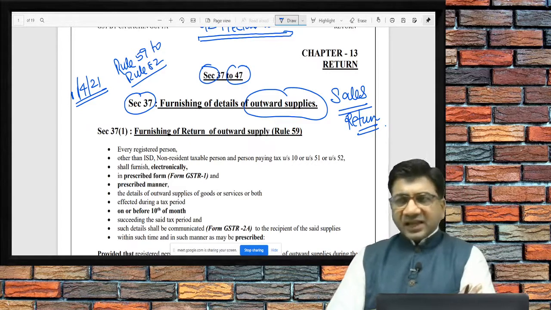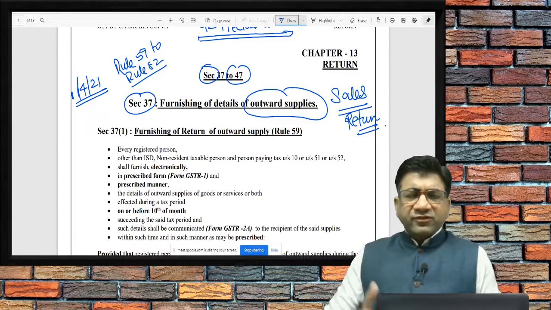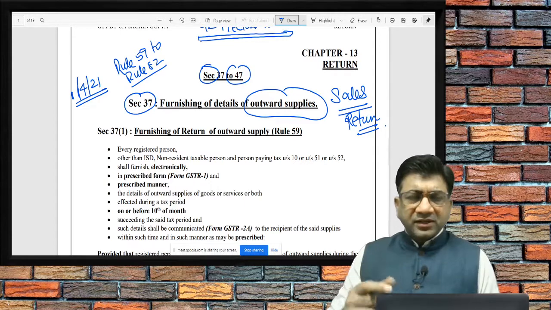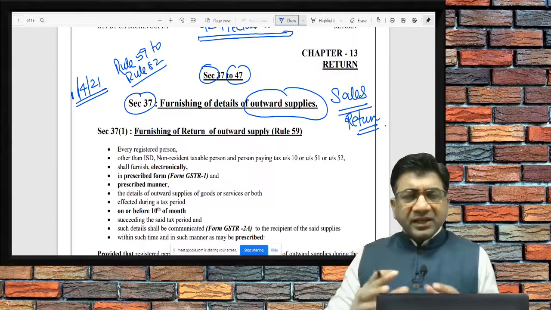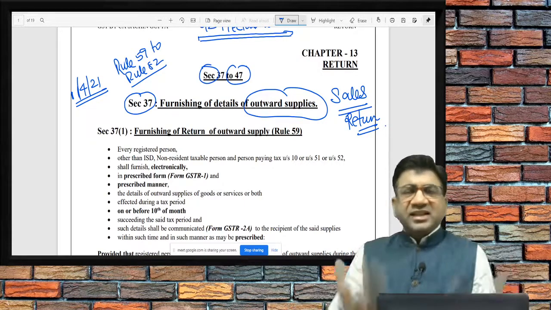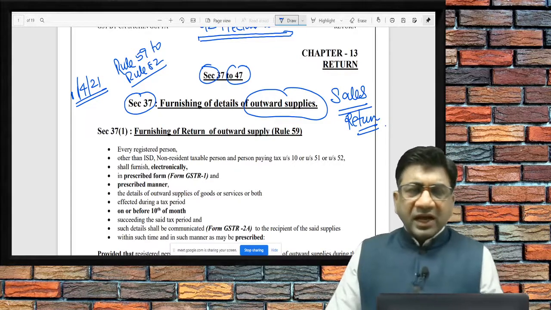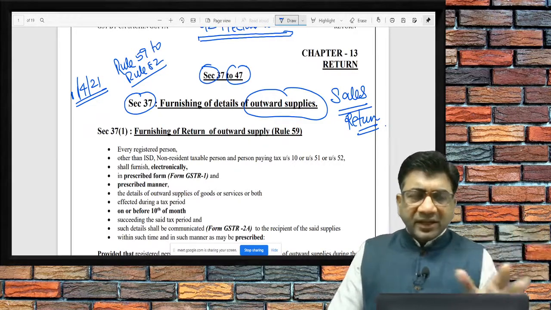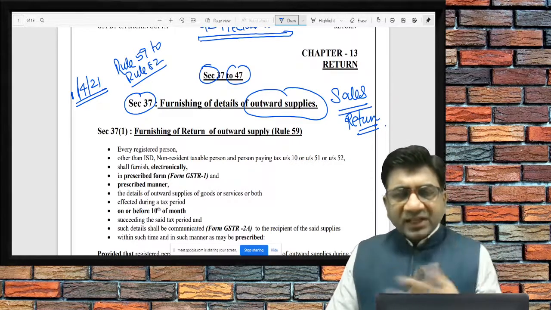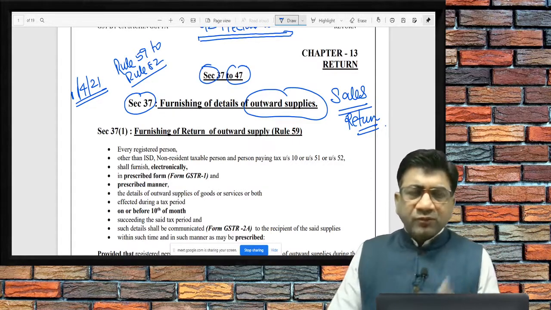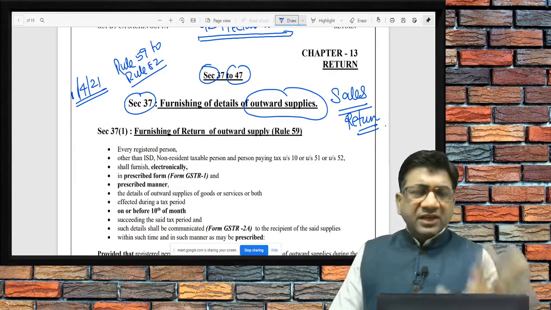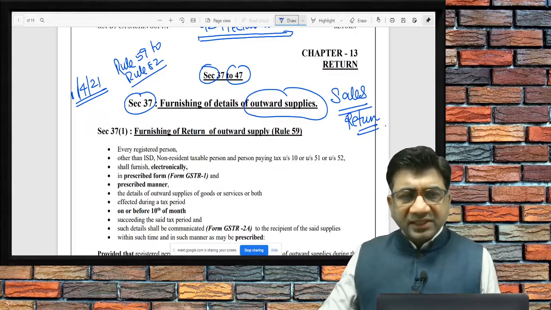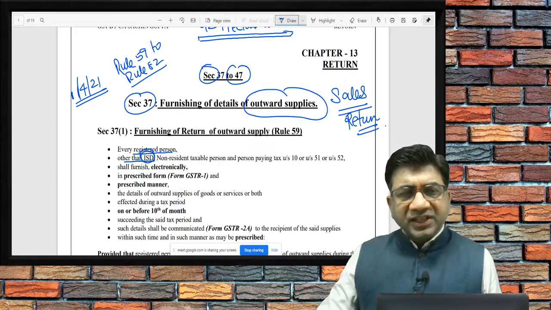And then I can correct the invoices if some wrong information was entered. Till the time I file my sales return, all the details which I've uploaded of my invoices, I can correct, I can delete, I can recorrect, I can redelete. So what two things I need to do as a supplier? One, all the invoices which I'm issuing, the debit notes, the credit notes, all the details are given in this return GSTR1. Every registered person other than ISD, input service distributor, is liable to file GSTR1.